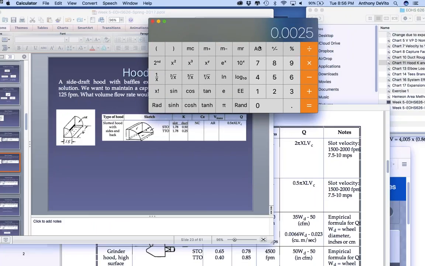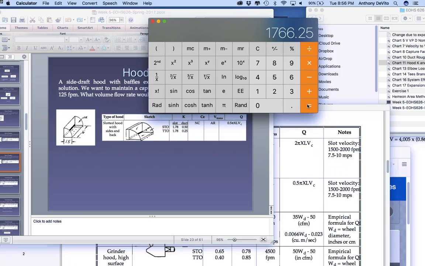Okay, so I'm going to clear this again. So it is 0.05 times 125 feet per minute times 1.5 feet wide times 6 feet wide, equals, times, did I times it by pi yet? No. Times 3.14 equals 1,766 cubic feet per minute.